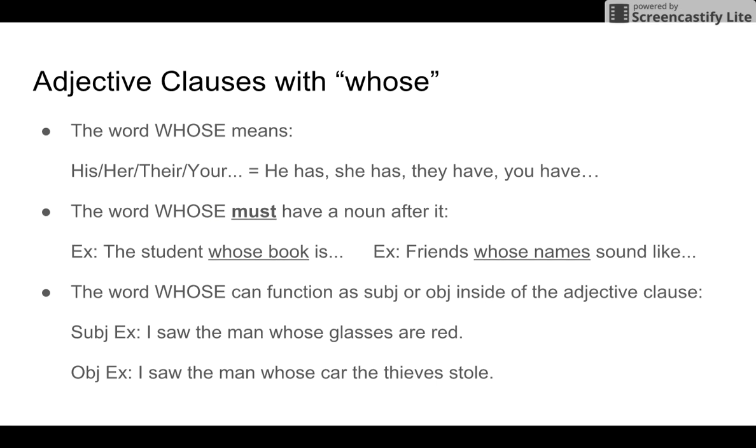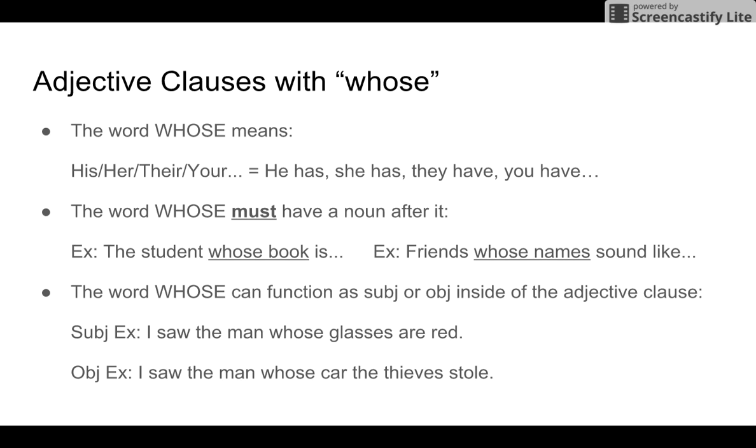Adjective clauses with whose. Whose can sometimes be kind of challenging for students. The word whose does not show people or things. It actually just shows possession. And possession means something like his or her or their, or something like he has, she has, you have. So it shows things that you have. The word whose must have a noun after it.